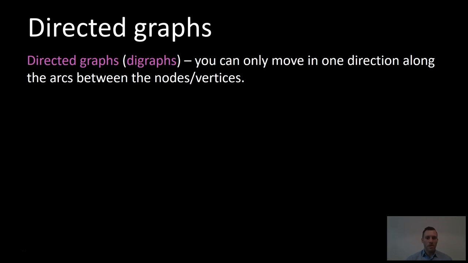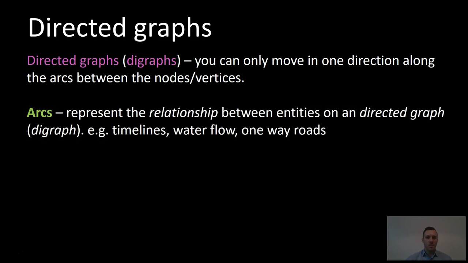If a graph is directed, you can only move in one direction along the arcs between the nodes. A network is directed if the edges have arrows. These can be called directed graphs, but they also have a special name called digraphs. The relationship or connections on a digraph are called arcs. Some examples include timelines, water flow, or one-way roads.